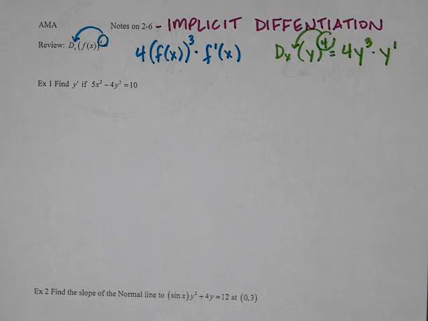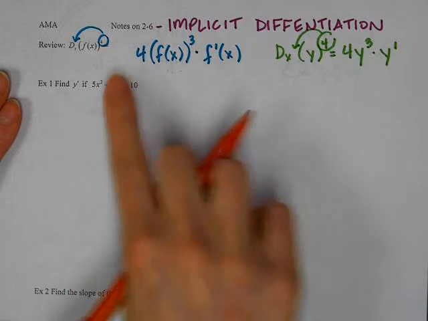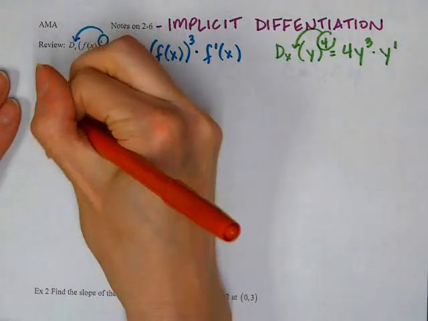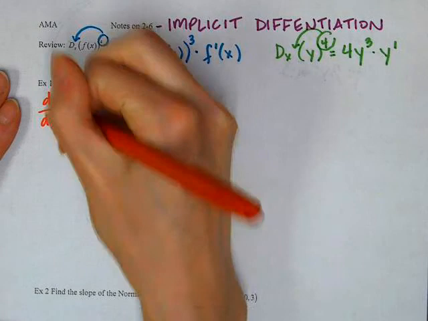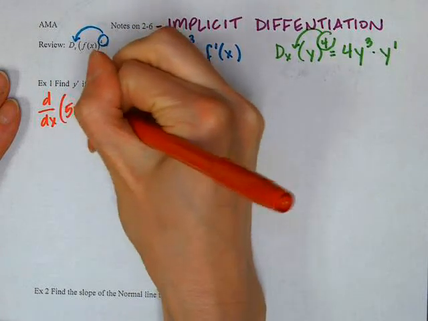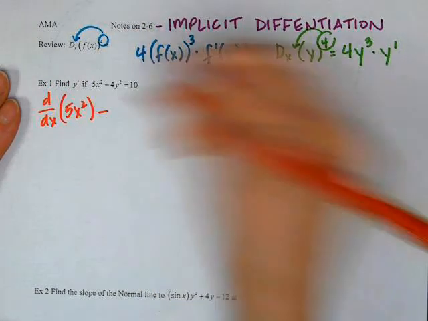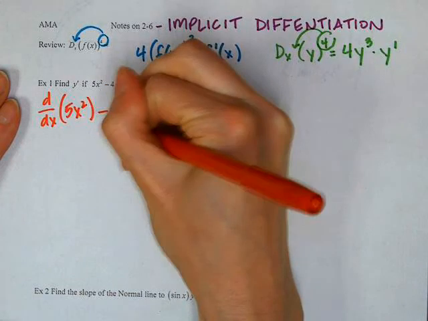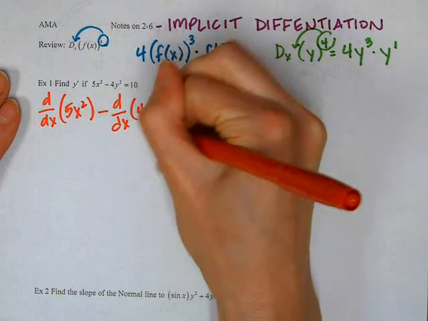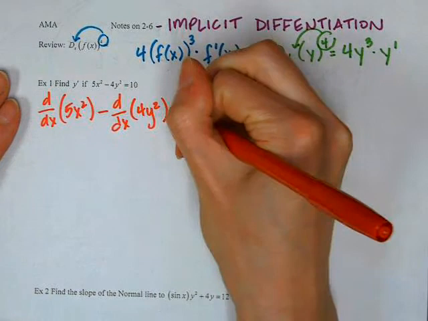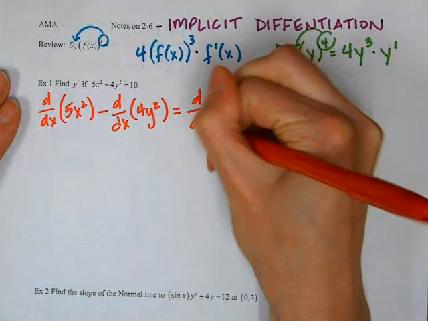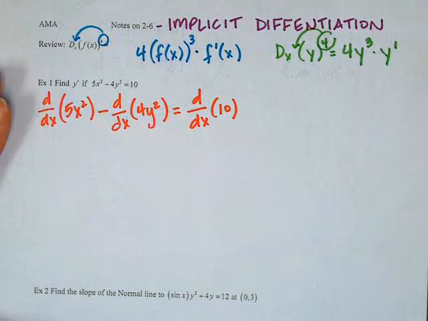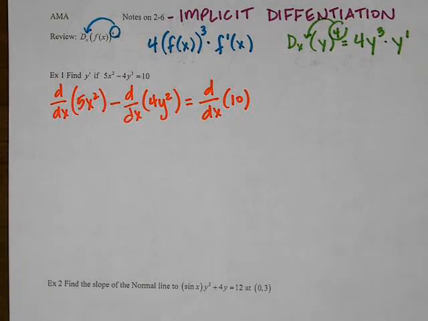Okay, so what we're going to do first is find the derivative of both sides. Actually, of every single piece. So we're going to find the derivative with respect to x of the 5x squared minus the derivative with respect to x of the 4y squared, and then equals the derivative with respect to x of the constant 10. We're just going to find the derivative with respect to x of every single term. All right, let's do it.